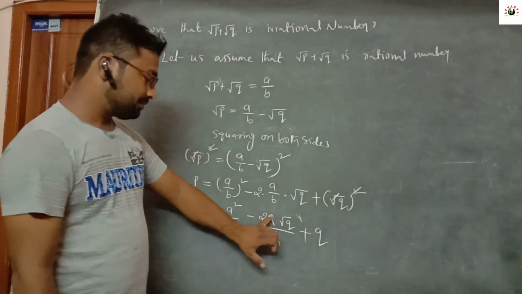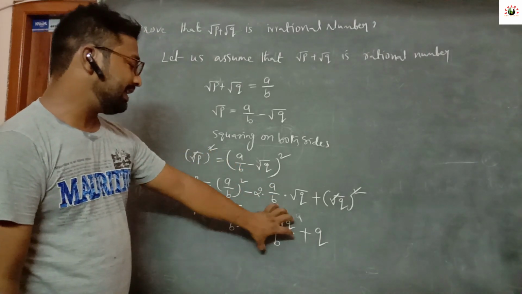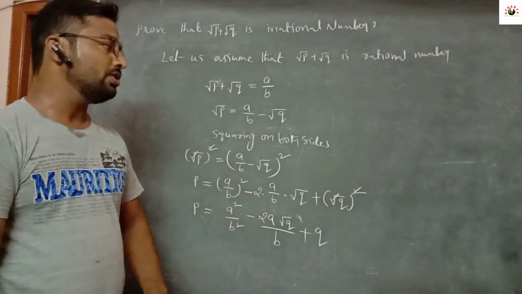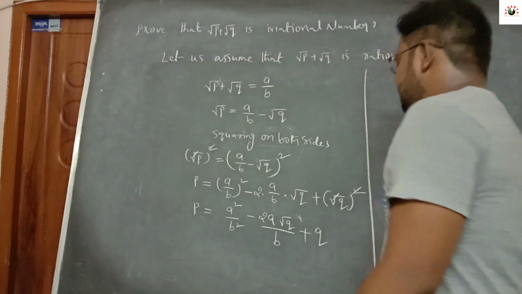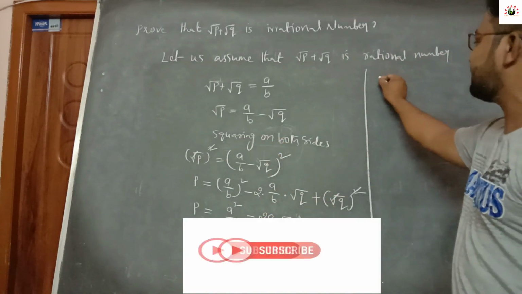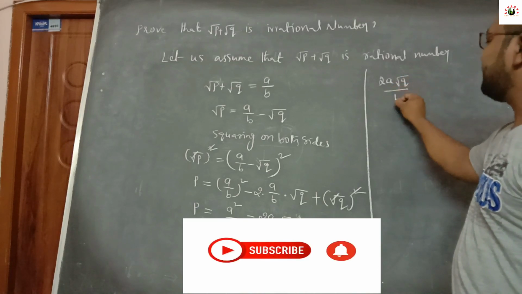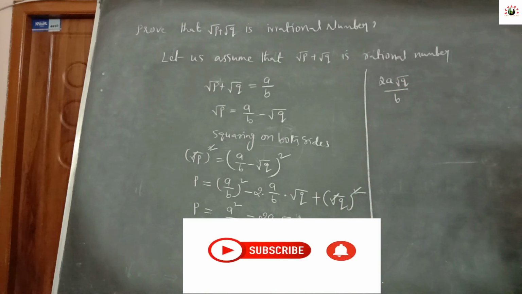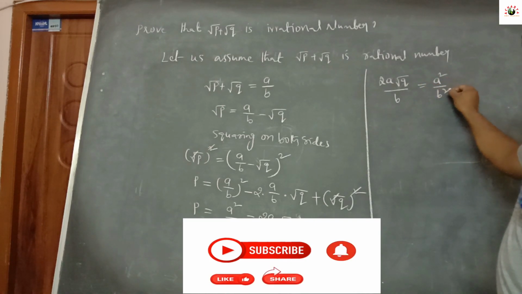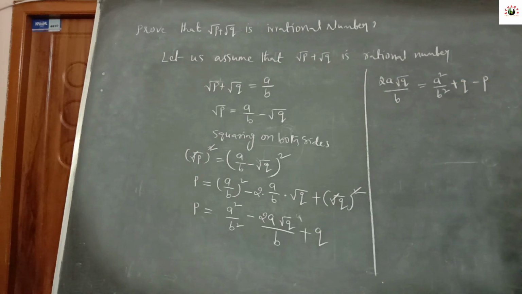Next, only the negative value we can take to the left side. The remaining values are sent to the right side. See here, this negative value is transposed to the left side: 2a root q by b equals a square by b square plus q minus p.